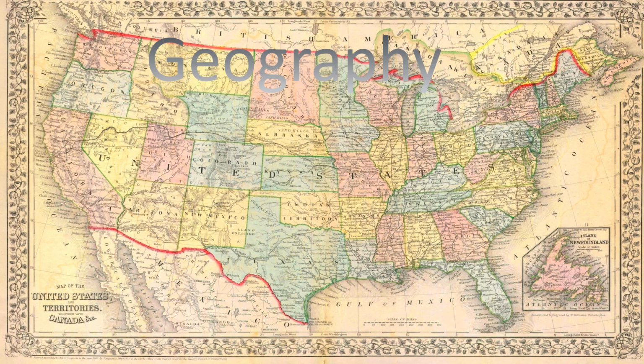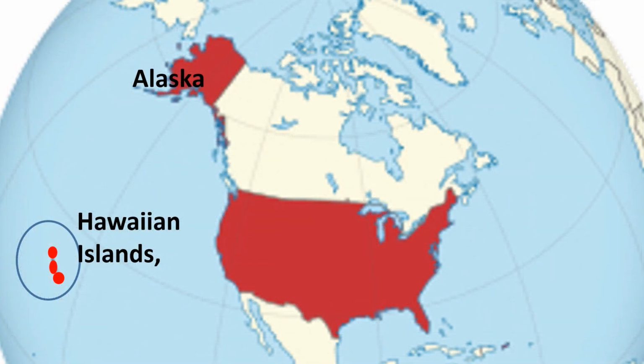Now, let's look at the United States geography. The United States is not just the area in the middle of North America. It is a big part with 48 states, but there is more. Alaska on the north and the Hawaiian Islands in the Pacific Ocean make all 50 states. We are still not done yet.